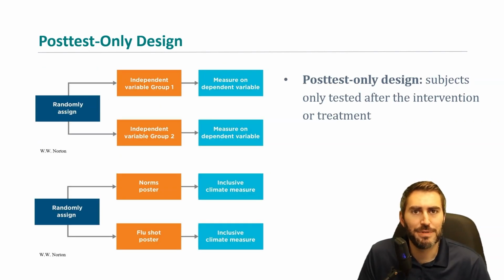In independent groups designs, you have 2 choices for how you time your measurements. The first is a post-test only design. This is really straightforward. You randomly assign your participants to your independent variable groups, you expose them to the condition, and then you test them on the dependent variable exactly once at the very end. You can see this mapped out in the diagrams on the slide. Participants are randomly assigned to either the norms poster or the flu shot poster. They look at the poster, and then they immediately complete the inclusive climate measure.